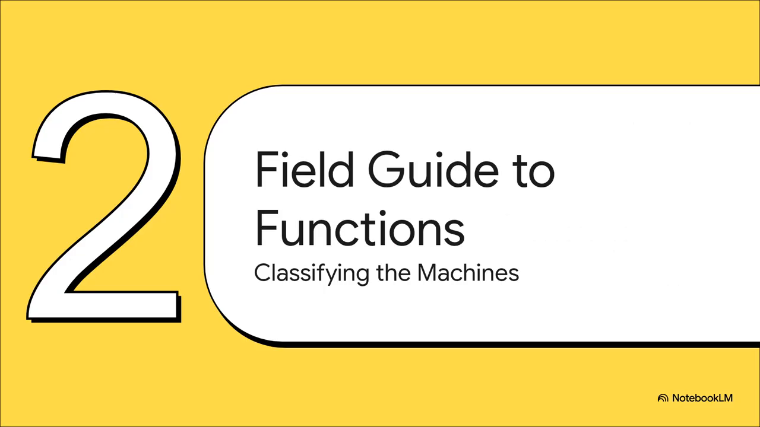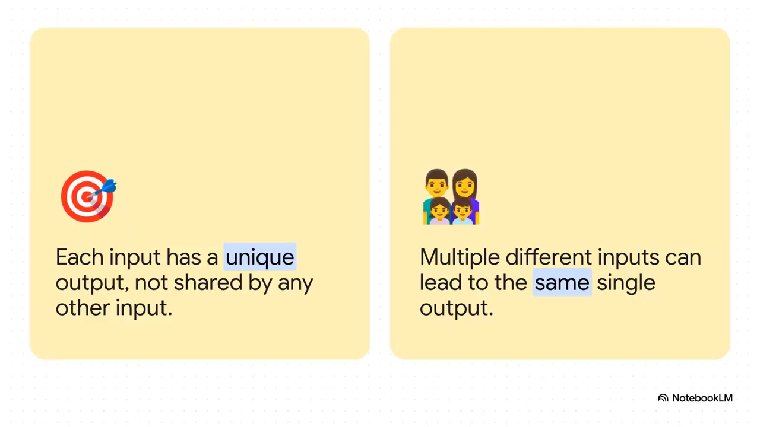Okay, so we've got the basic definition down. But here's the thing. Not all functions are created equal. They have different behaviors, different personalities. So now, we're going to become function spotters and build a field guide to classify them. The first big question we ask is, do inputs have to have their own private output, or can they share?